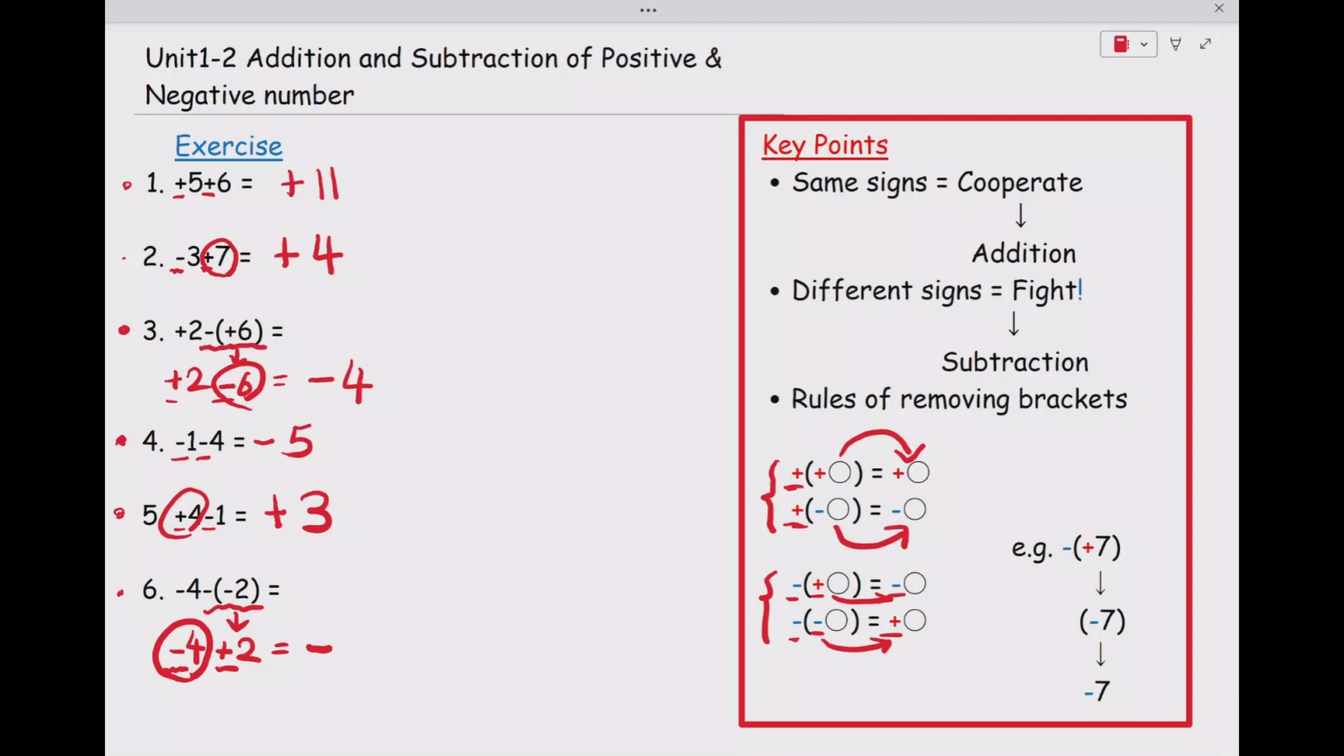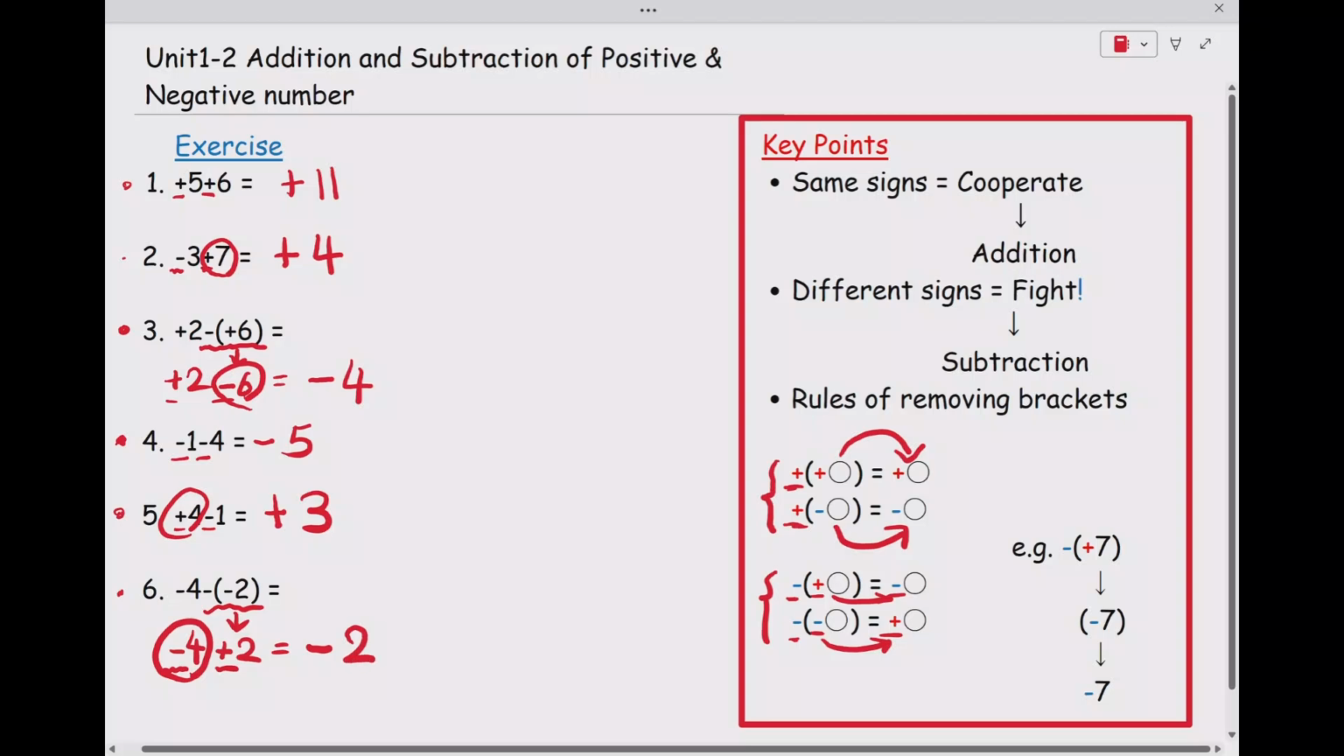And, the next step is simply subtract one from the other. The bigger number minus the smaller number. So it is going to be 4 minus 2. And you get 2. Then, together with the winner team's sign, you will know the answer is minus 2.